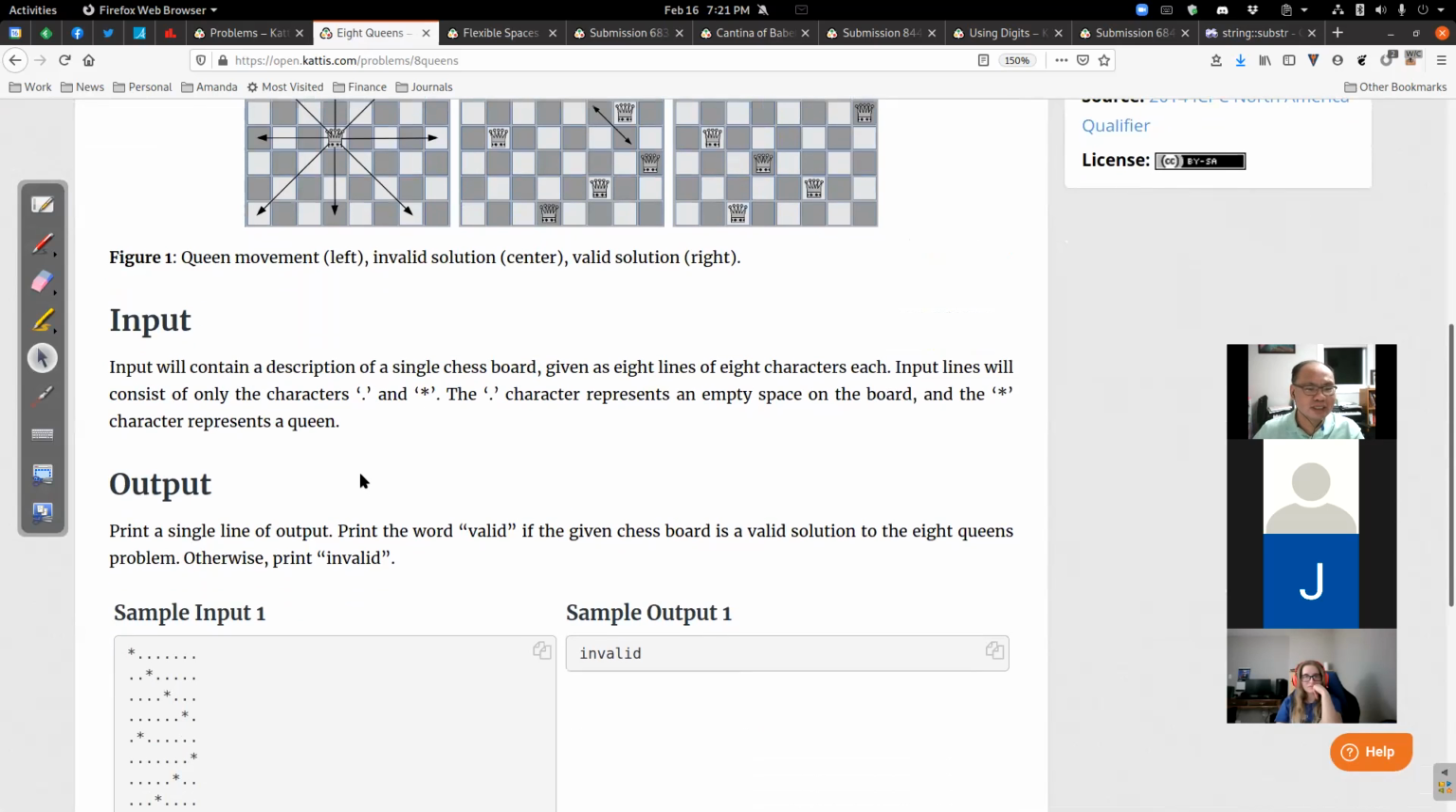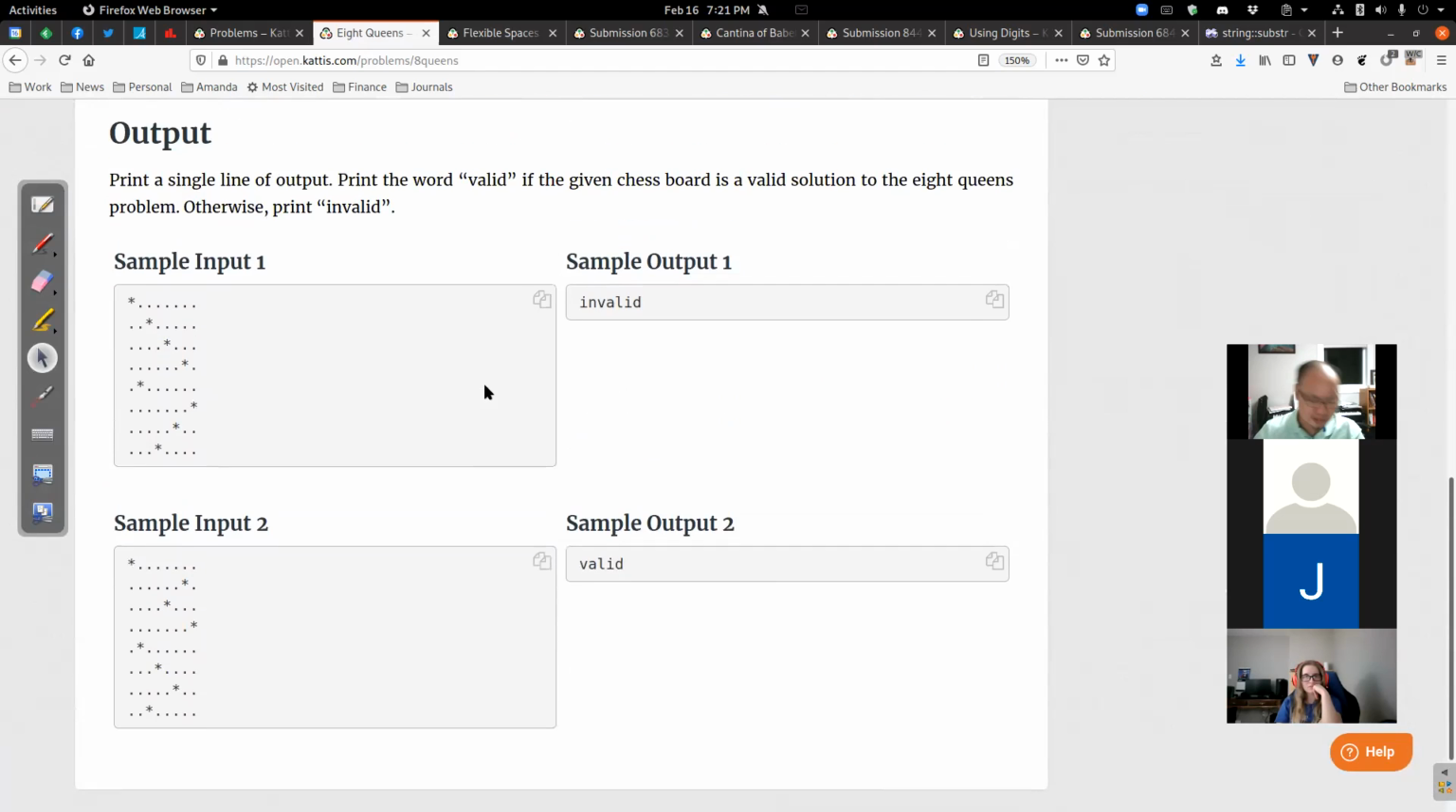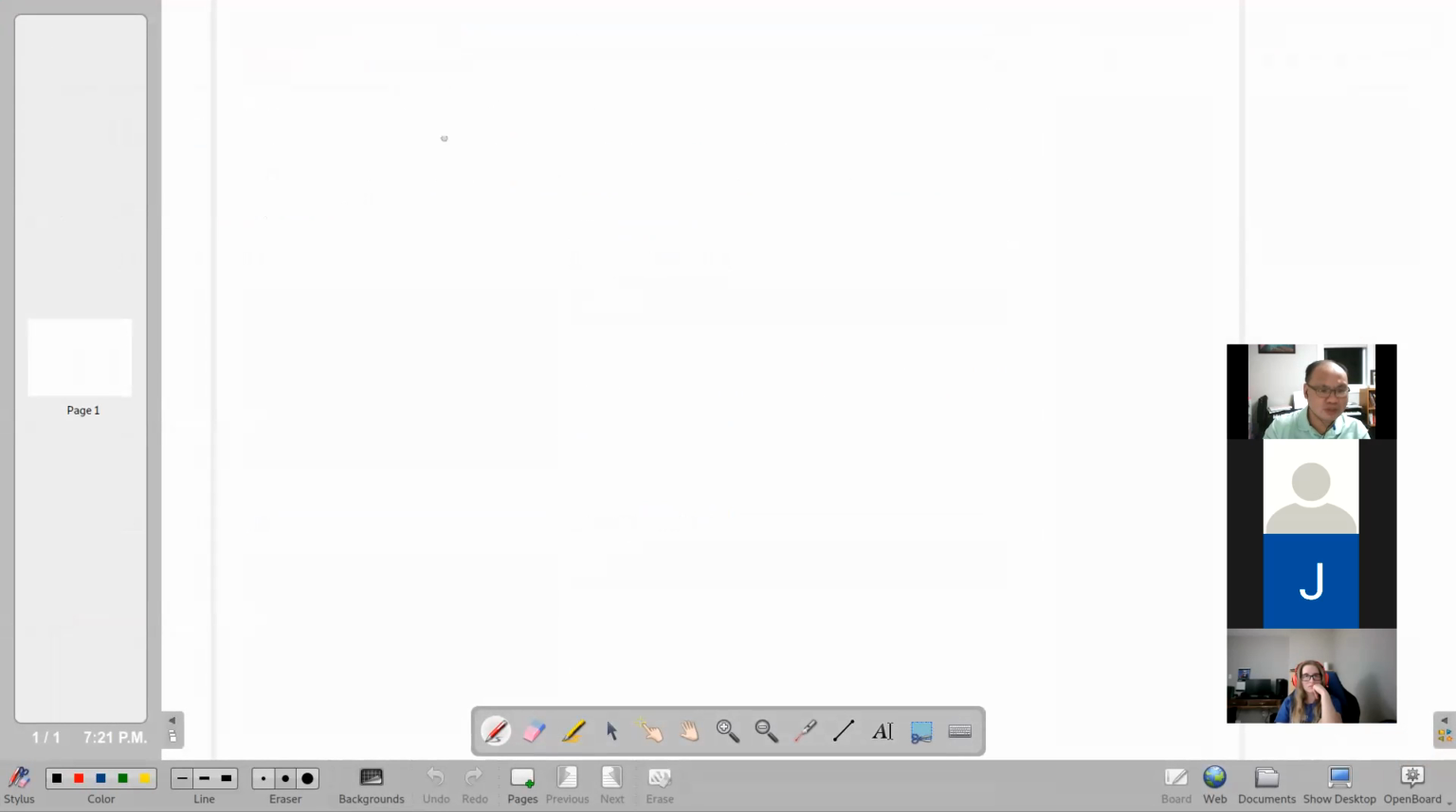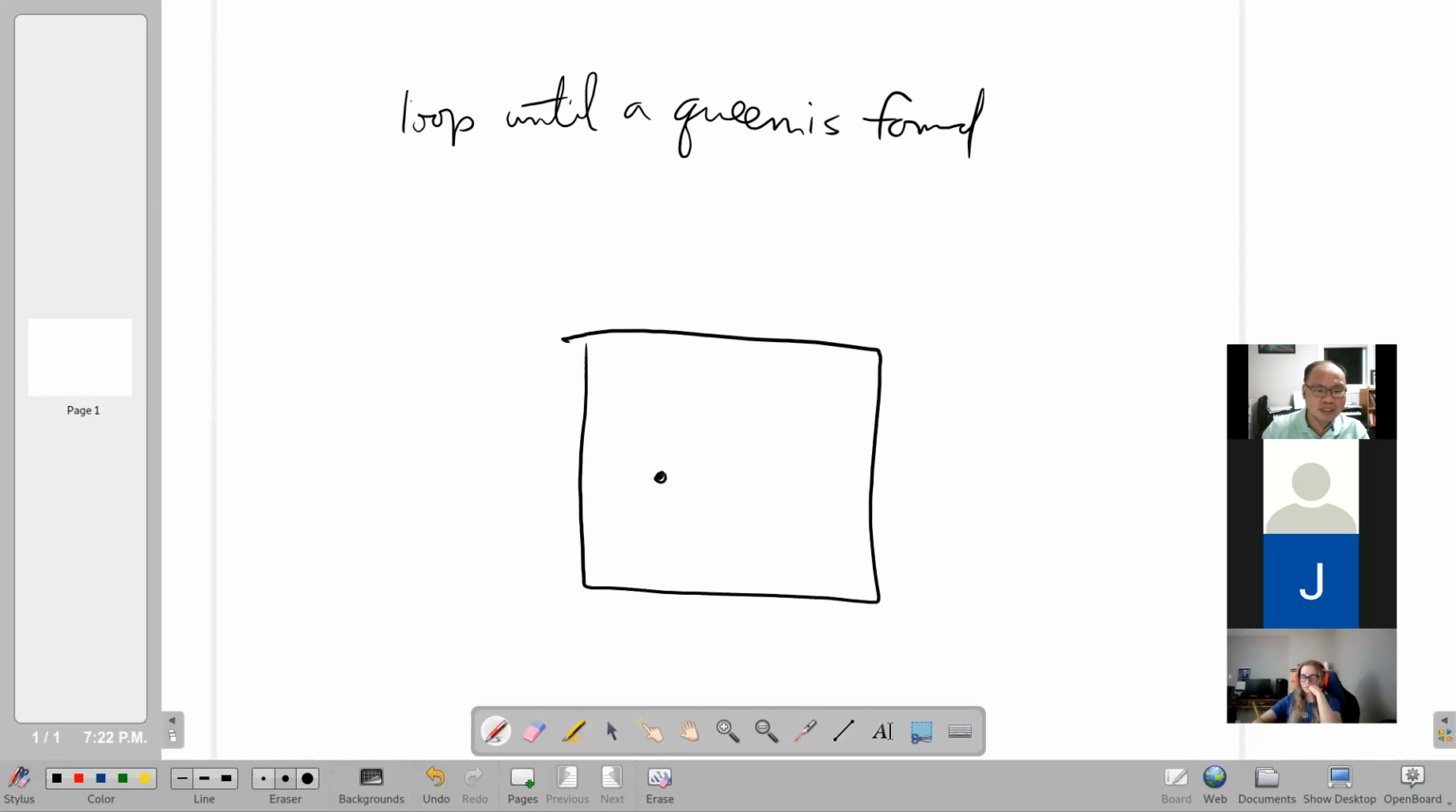But then the question is, how do you actually check the queens? There are many ways you can do this. Should I attempt a whiteboard? One way to do this is to just loop until you find a queen. Wherever it is, you found a queen here, at row R, column C. Now what are you going to do? You're going to write 8 loops possibly. One loop to go up, one to go left, right, down, and then the 4 diagonals, and then see if you hit any other queen. If you don't, then you're good. Otherwise, you're not good.